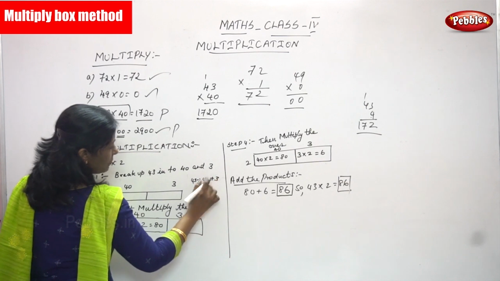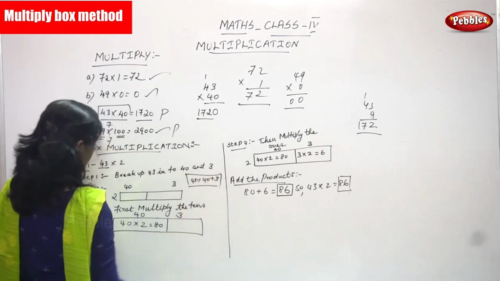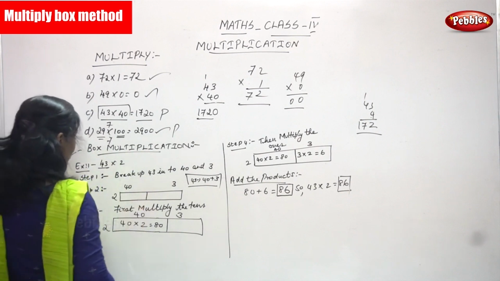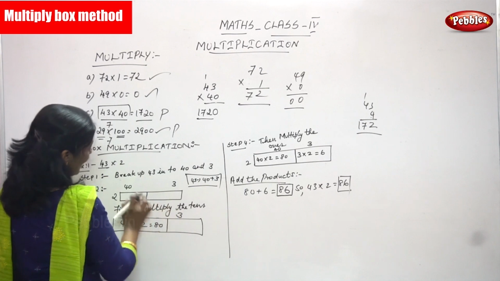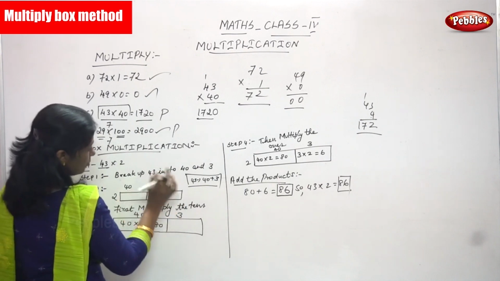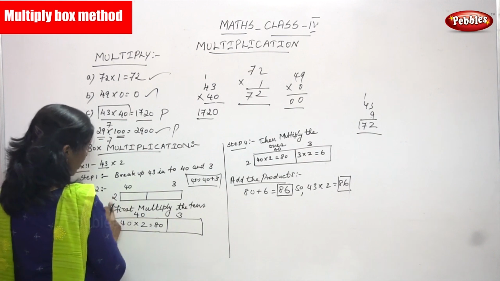So you have to break up this number. 43 is broken up into 40 plus 3. After that, in step 2, you have to draw the box, write 40 and 3 in separate boxes, and in the corner you have to write 2.